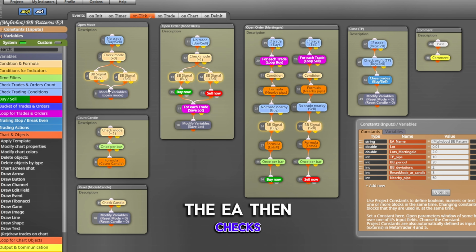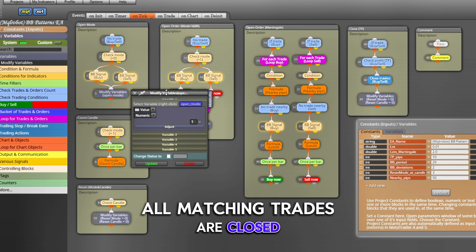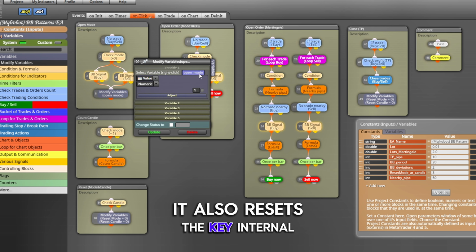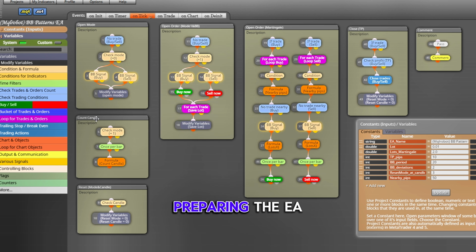The EA then checks whether current trades have hit their defined take-profit level. If so, all matching trades are closed using the Close Trades block. It also resets the key internal variables, such as the trade mode and candle state, preparing the EA for the next opportunity.